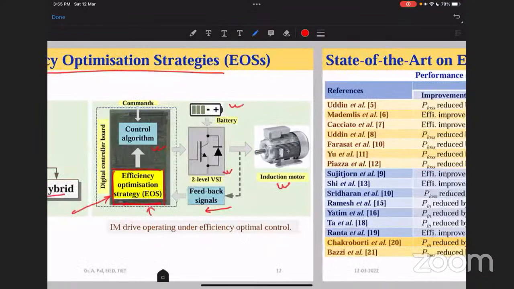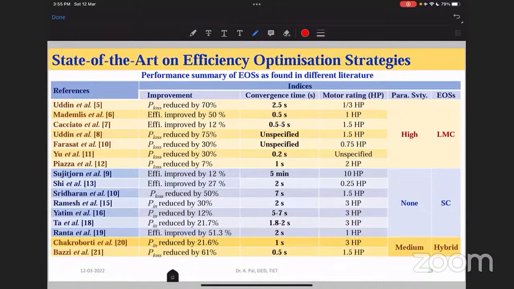In the literature, there are different strategies available for loss minimization. The first are basically loss model control techniques, the later ones are search control based techniques, and this one is hybrid control, a combination of search control and LMC, loss model control. In this table, we are going to see the different indices on which these are classified and compared. We can compare in terms of improvement, how much efficiency improved or how much loss is reduced, and that is shown here.